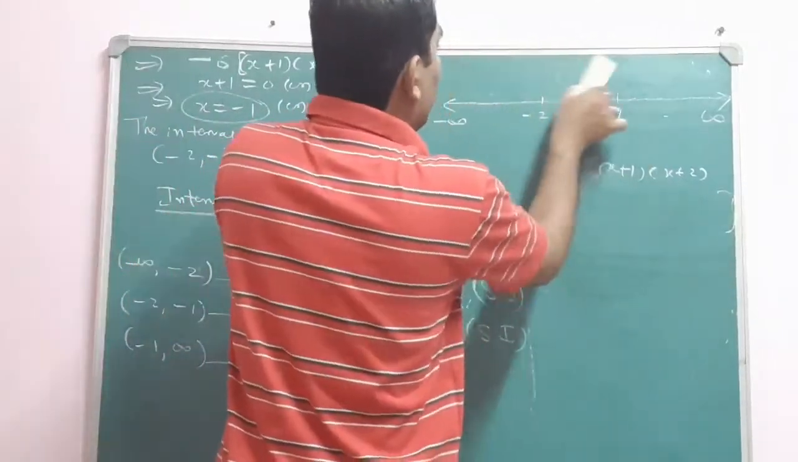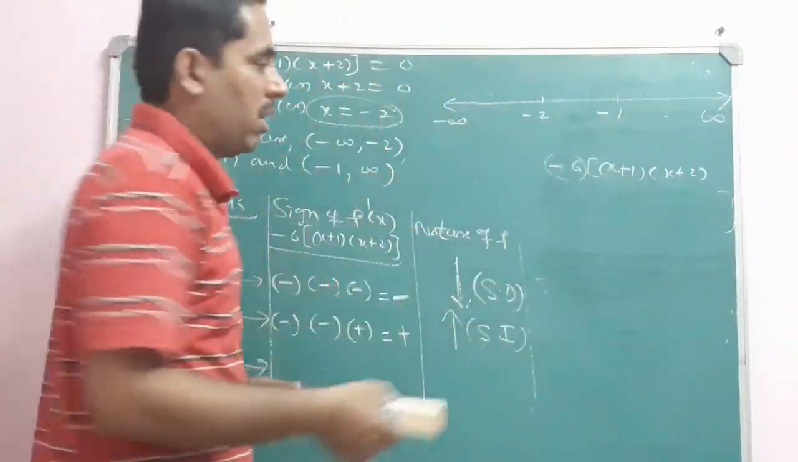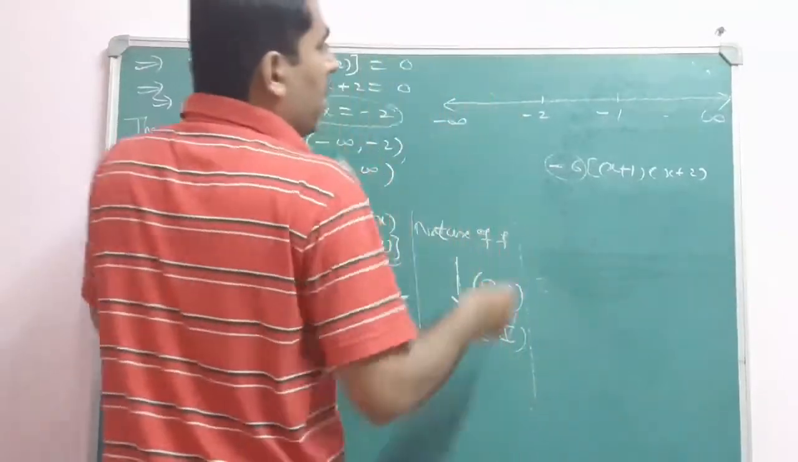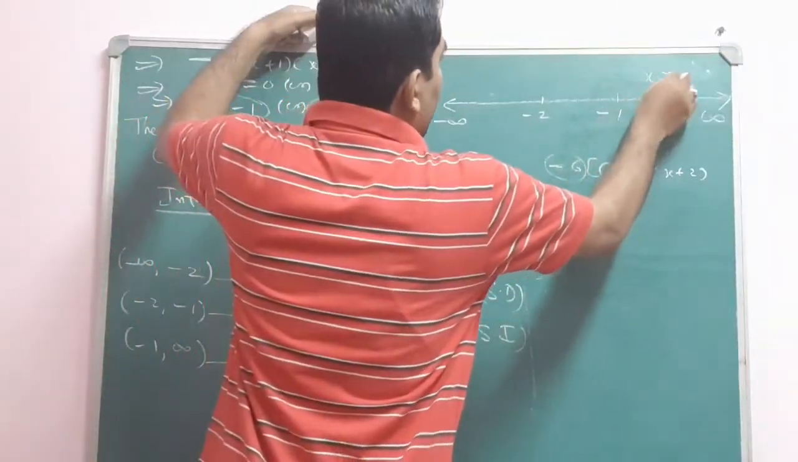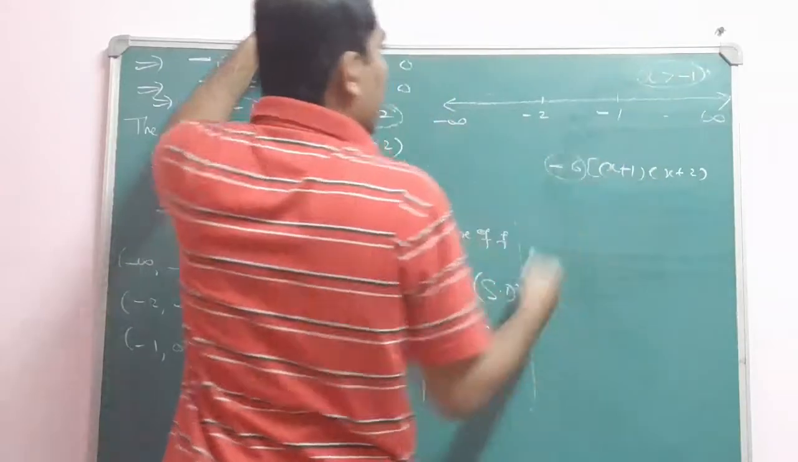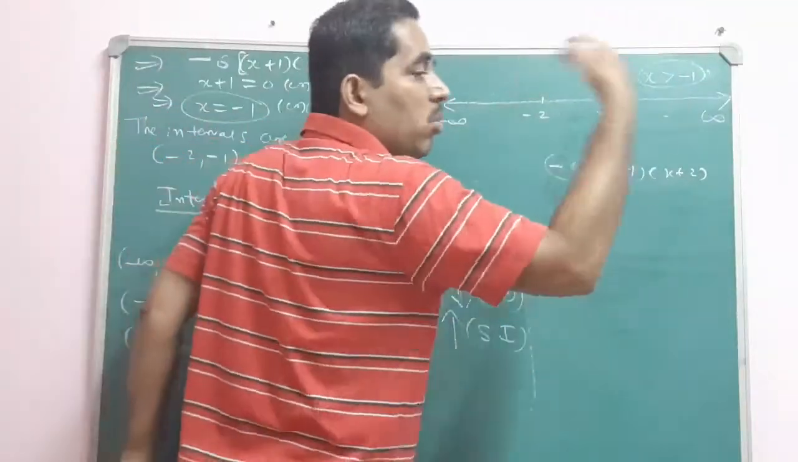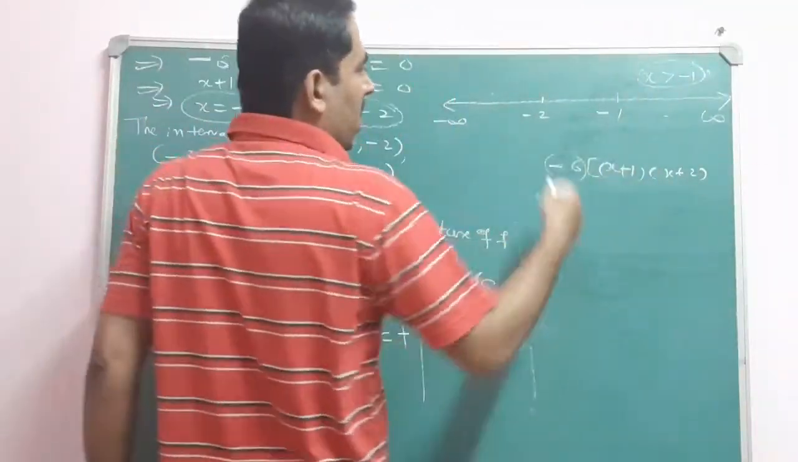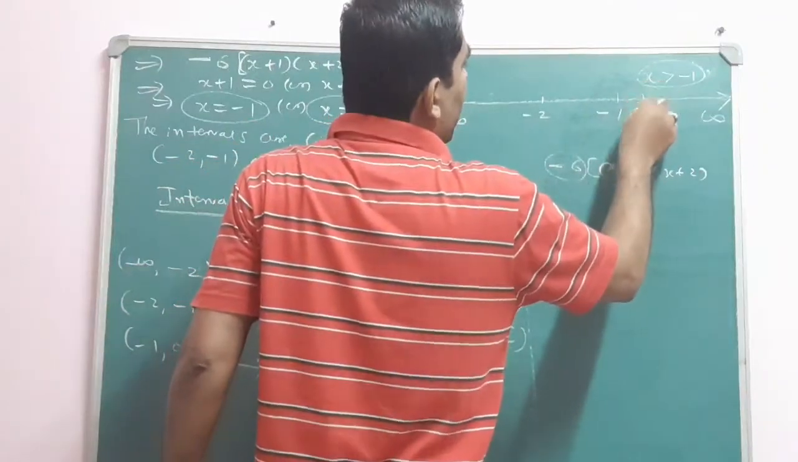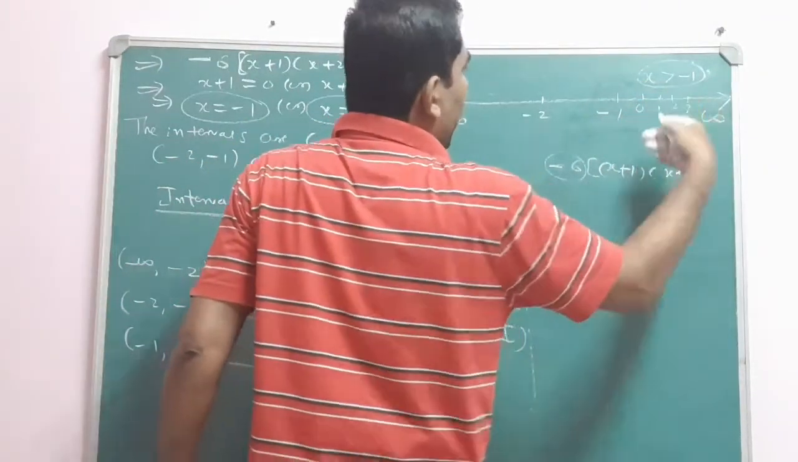Okay, we can take any value between that interval, not only the values which I am showing. See here, x is greater than minus 1, which means I can move to the right side of minus 1. So what are the numbers lying to the right side of minus 1? 0, 1, 2, 3. I can give any number.